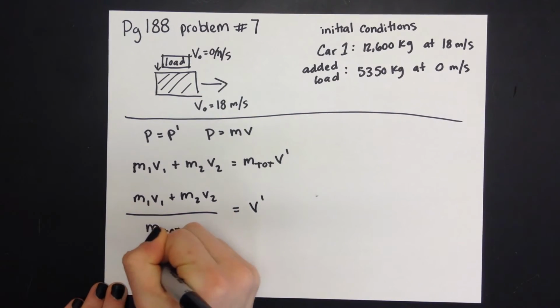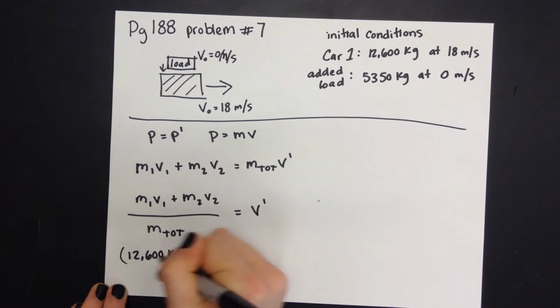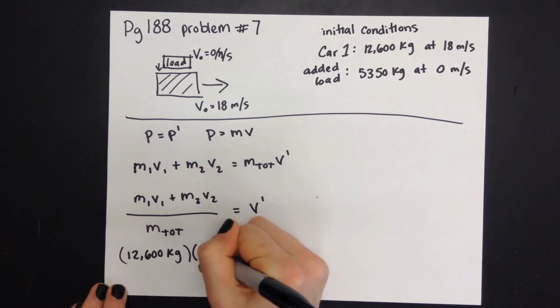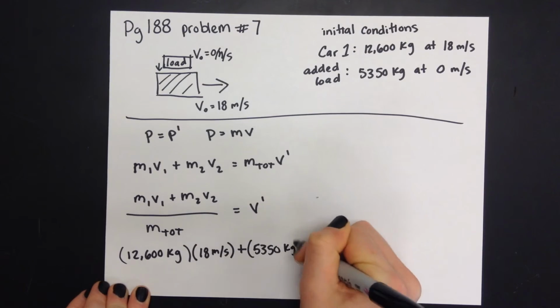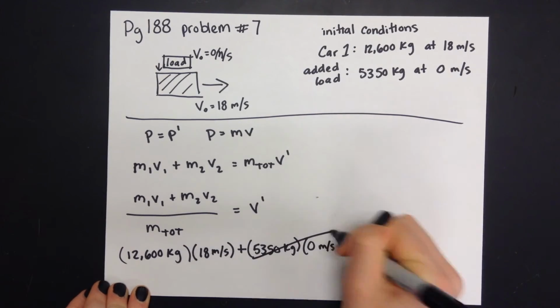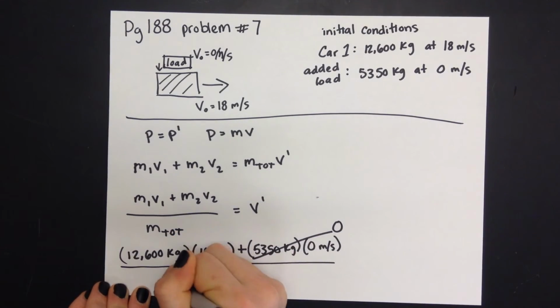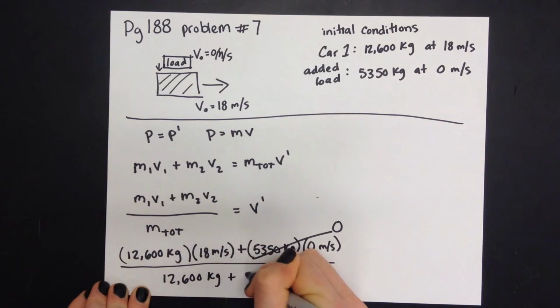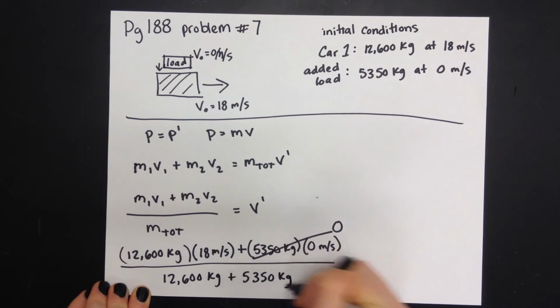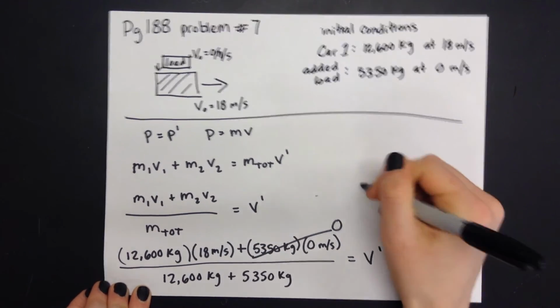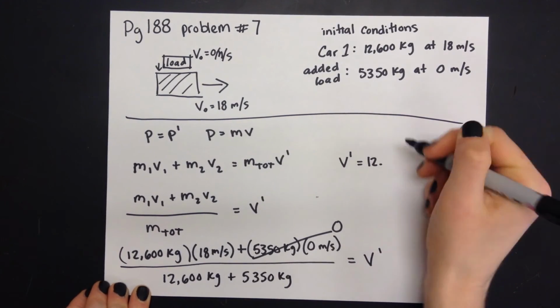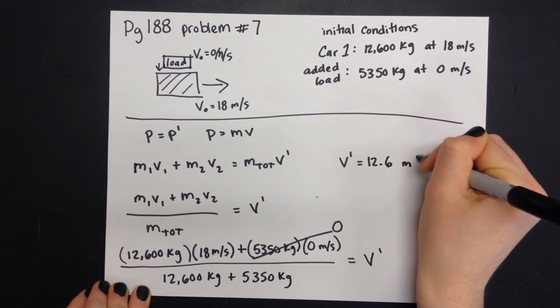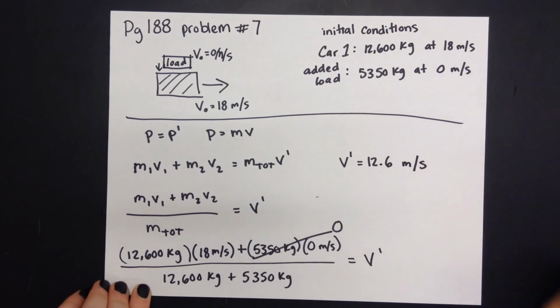So now we're going to substitute in our values. We'll have 12,600 kilograms times 18 meters per second plus 5,350 kilograms times 0 meters per second, which cancels out, and that all over the mass of both objects, so 12,600 plus 5,350 kilograms. Finally, you get that the final velocity of both objects together is 12.6 meters per second. And that's your problem.